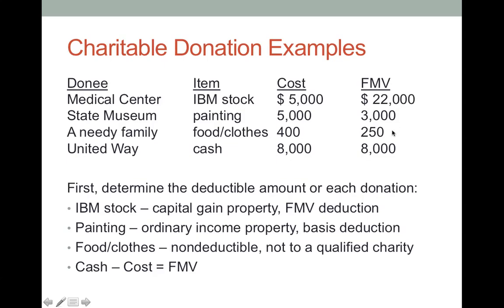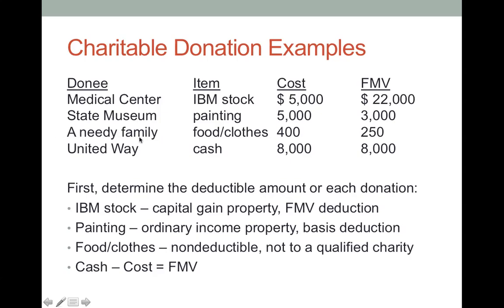The next is the needy family. We talked about this in class. If you give money or property directly to someone in need, that person is not a qualifying charity, and so you can take no deduction for these direct donations to people. If you wanted a deduction, you'd have to donate this instead to something like the Salvation Army, and the needy family would have to go to the Salvation Army and receive the food and clothing from that organization. So the way the problem's written now, this is non-deductible, because the donee is a person and not an organization.